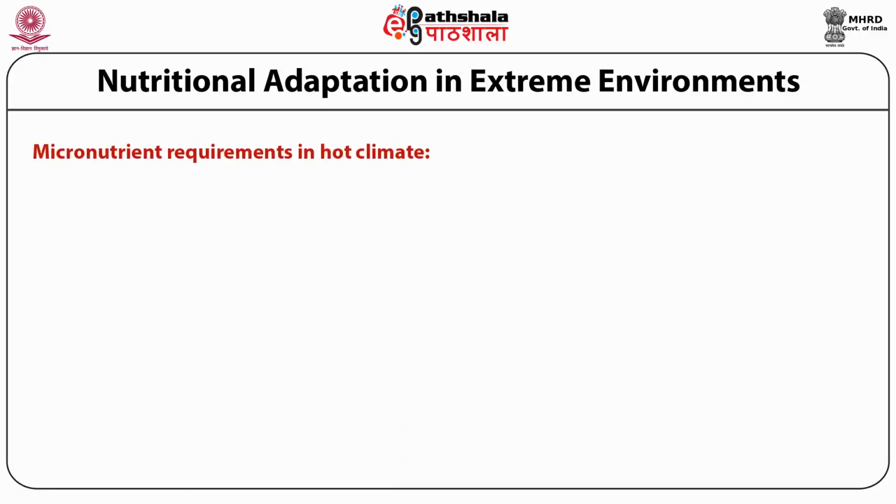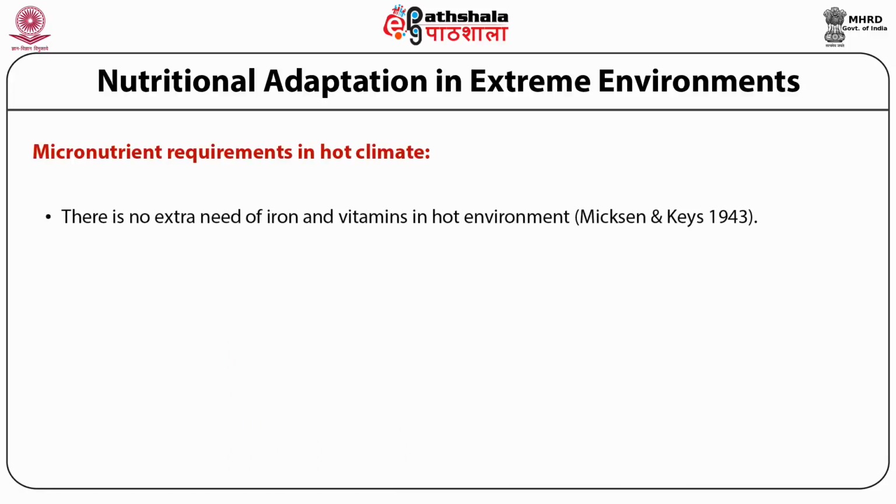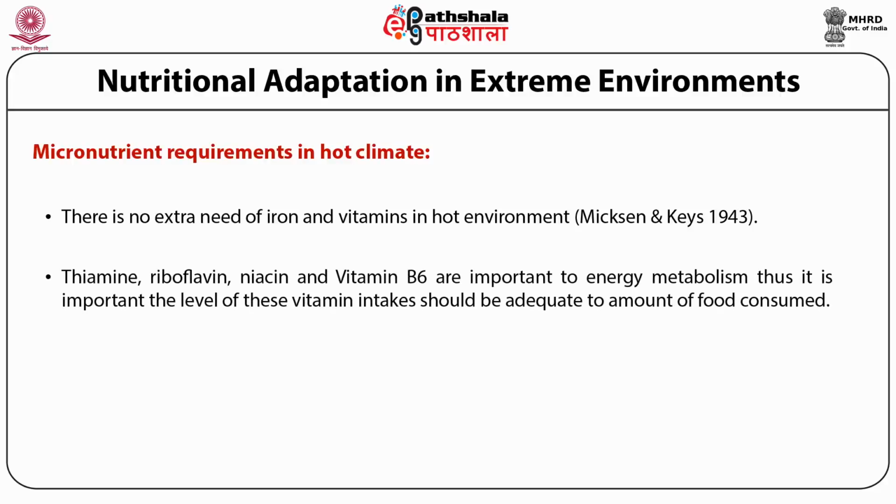Micronutrient requirements in hot climate. There is no extra need of iron and vitamin in hot environment. Although loss of water soluble B vitamins is minimal, a deficiency could occur over time from profuse sweating coupled with an insufficient dietary intake. Thiamine, riboflavin, niacin, and vitamin B6 are important to energy metabolism. Thus, it is important the level of these vitamin intakes should be adequate to account for food consumed.